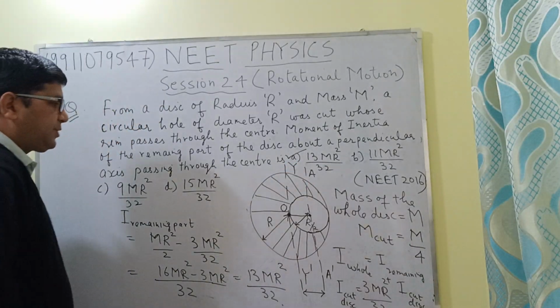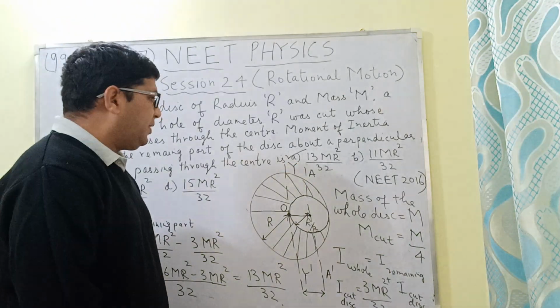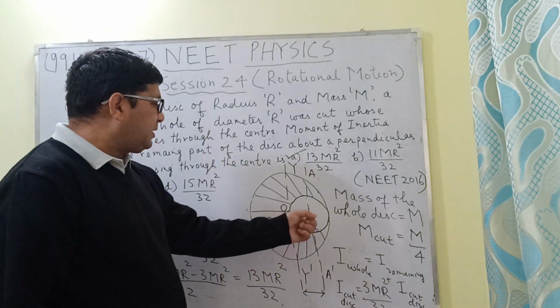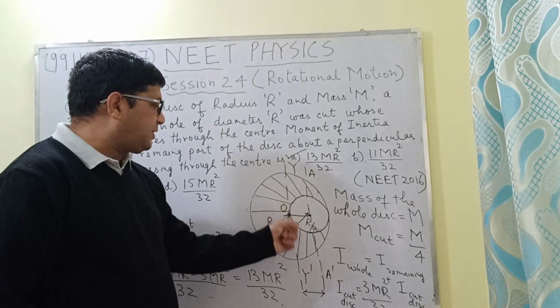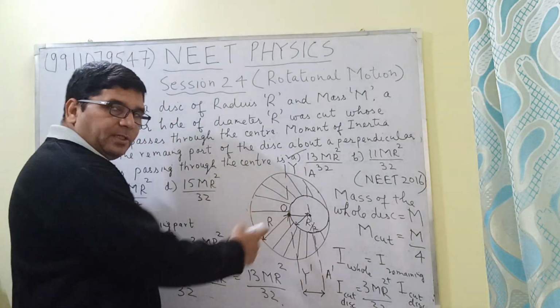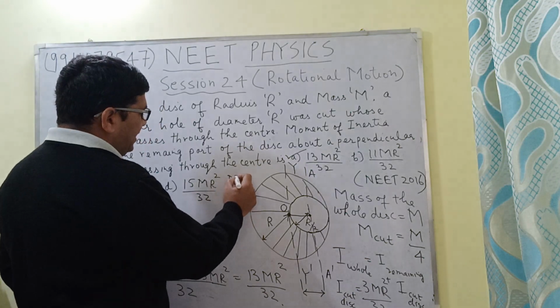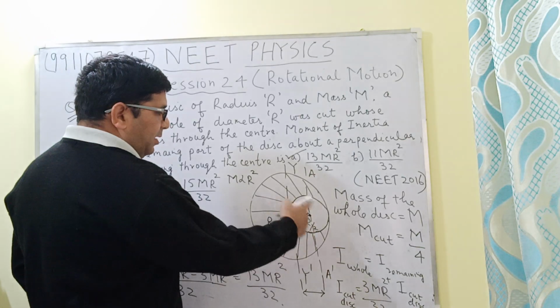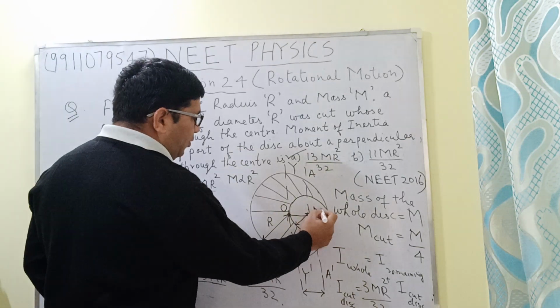So in this question, the most important thing which we have to understand is that first you have to calculate the mass of this disc which has been cut, and the mass of the disc is directly proportional to r square. So I have found the mass of this cut disc, which was equal to m by 4.